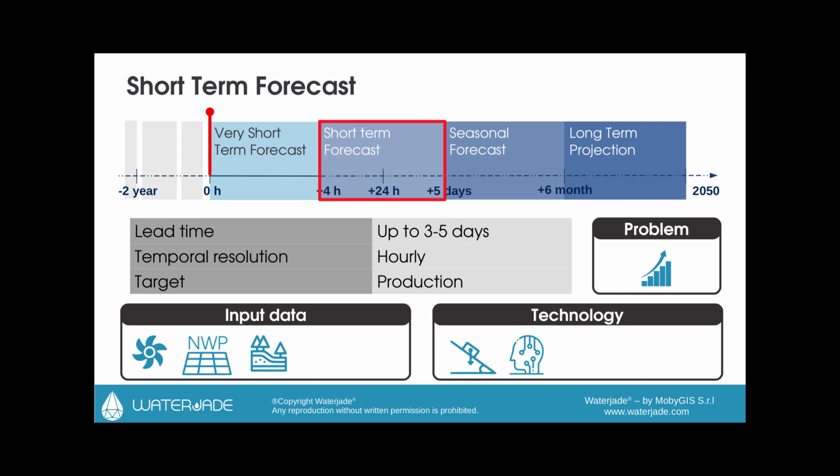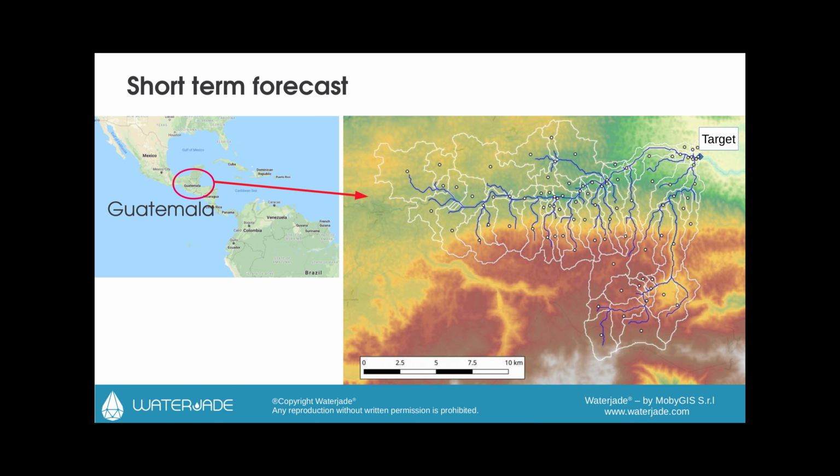Look at the short-term forecast. In this example, the lead time was 3 to 5 days. The aggregation was hourly, and the objective was to predict the production of a hydropower plant. The basin was located in Guatemala and had a size of around 200 square kilometers.